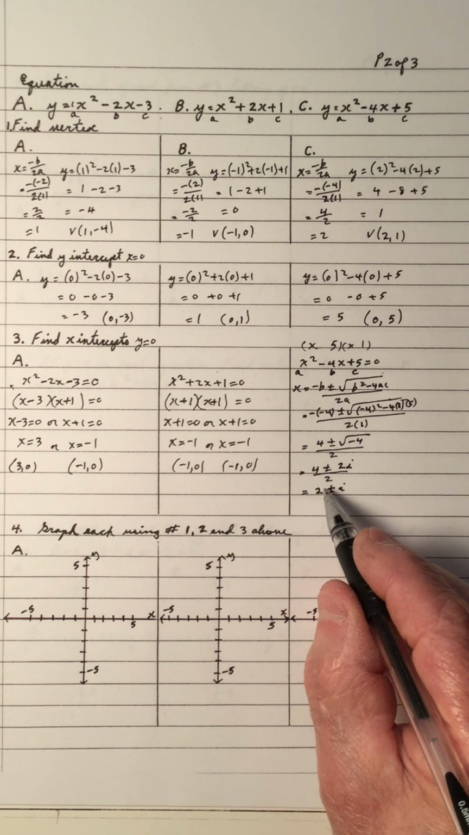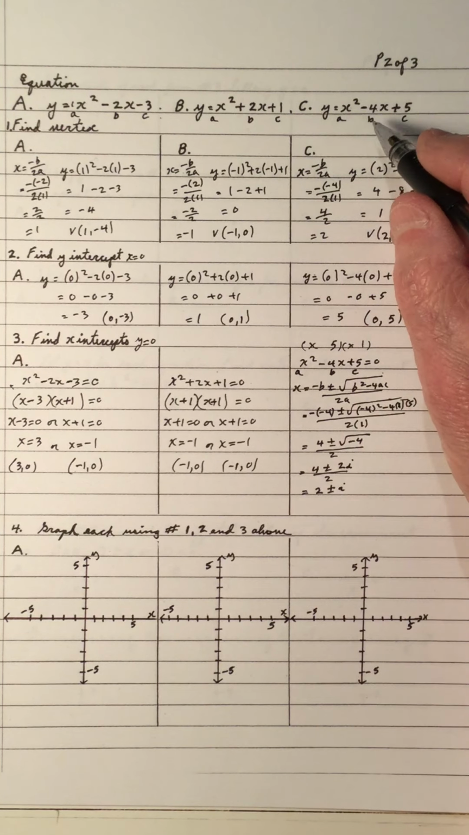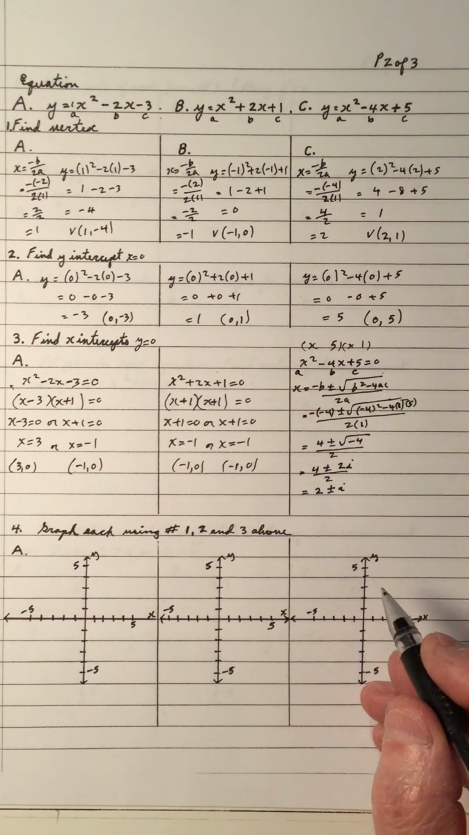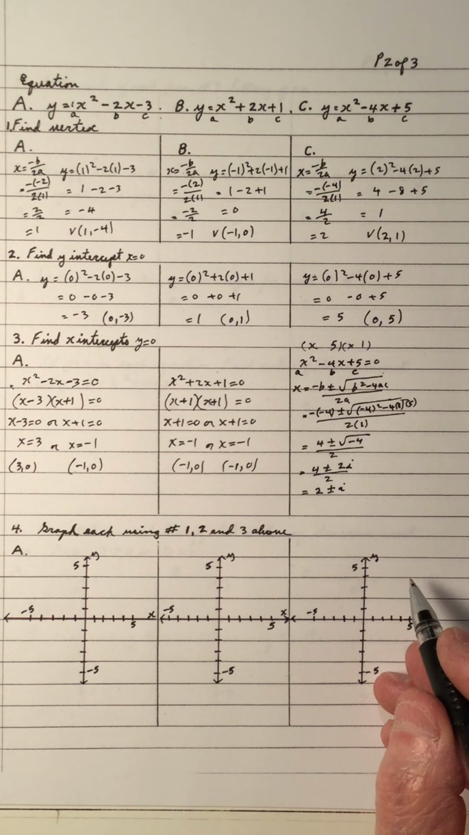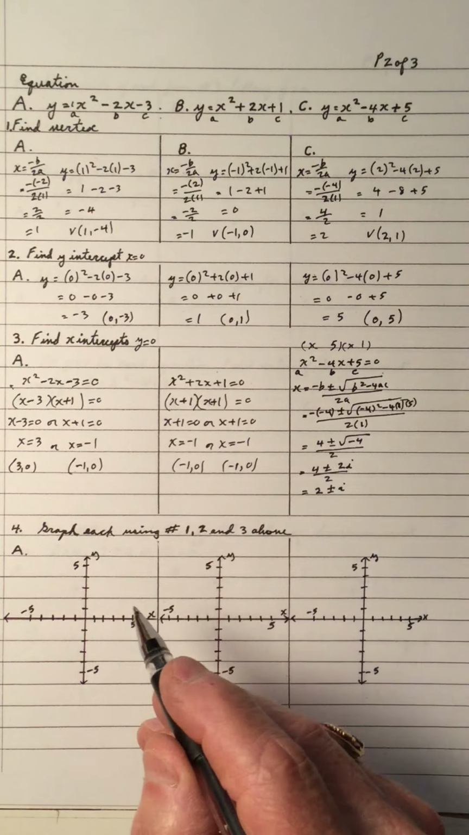imaginary numbers. When we have imaginary numbers, that means there's no x-intercepts for this parabola. So let's graph using the vertex, the y-intercept, and the x-intercepts.